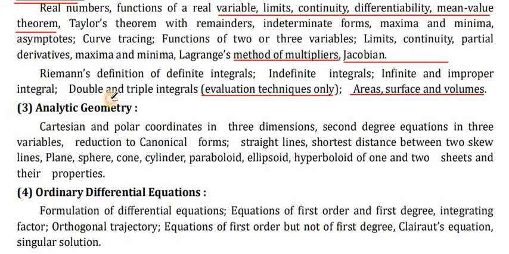In point number 3, analytic geometry: Cartesian and polar coordinates in 3 dimensions, second degree equations in 3 variables, reduction to canonical form, straight lines, shortest distance between 2 skew lines, planes, sphere, cone, cylinder, paraboloid, ellipsoid, hyperboloid of one and 2 sheets and their properties.